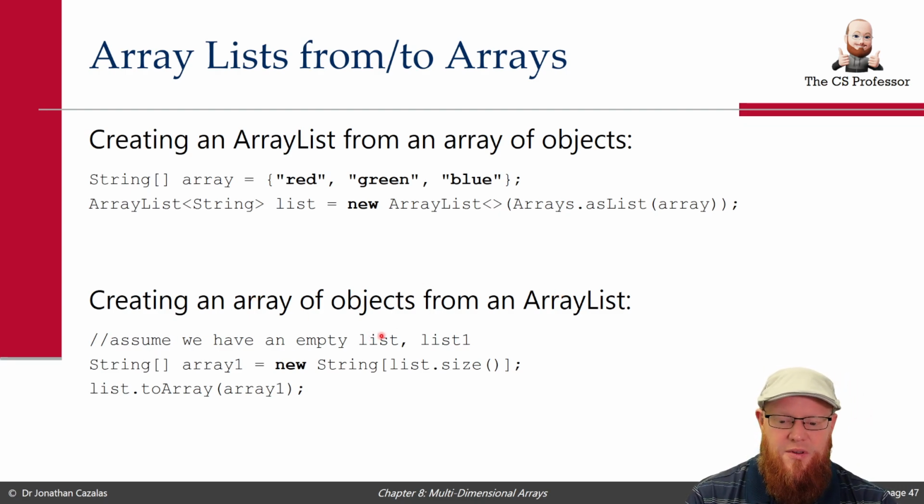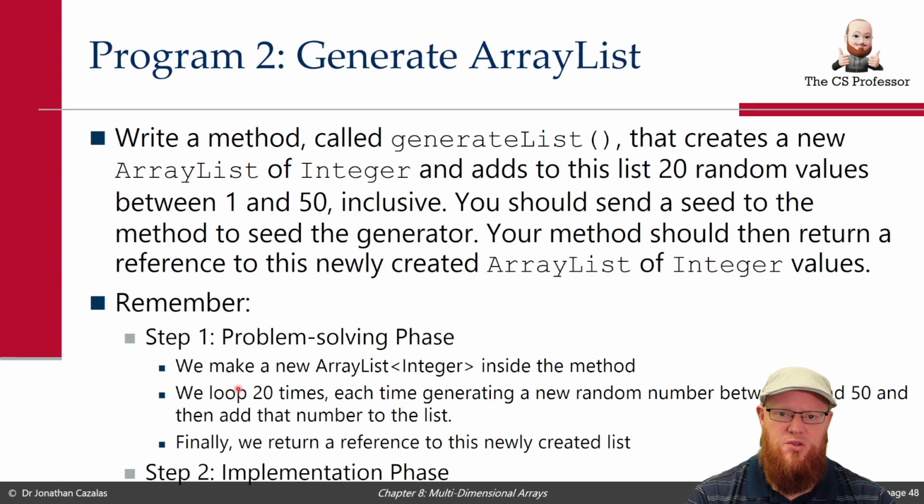So I say, assume we have an empty list called list1. Given an array, I can say String[] array1 equals new String[list.size()]. So I have to declare the array first of the exact same size of the list that we're going to create from, and then I can just say list.toArray(array1). Not that big of a deal, just showing how you can convert between the two. What really is most important is to use the next few minutes on solving some problems.